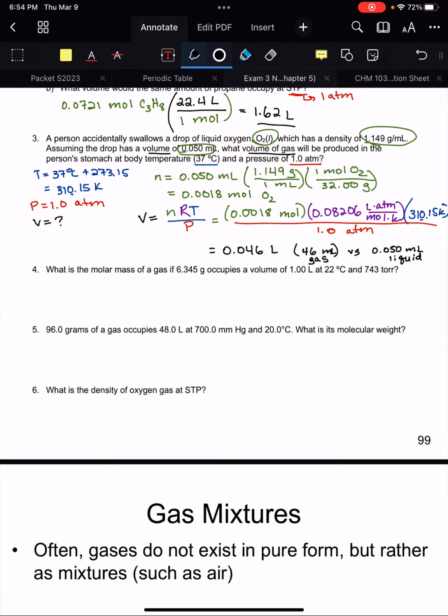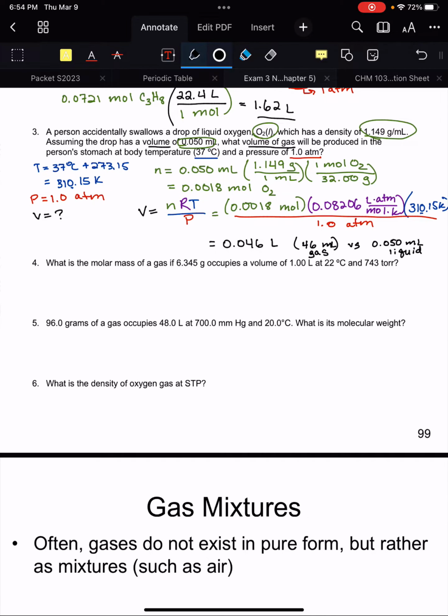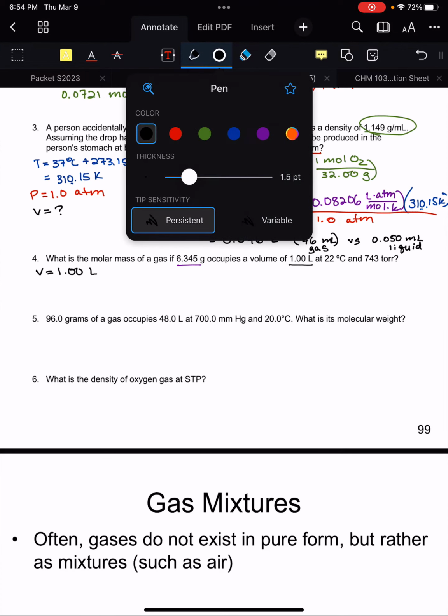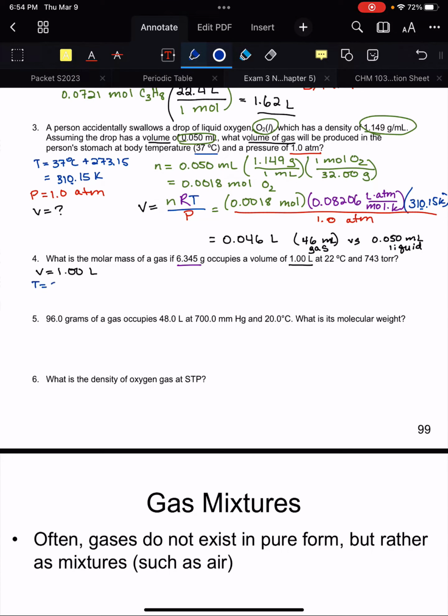All right, let's do one of our molar mass problems, and I'll leave you to do problems 5 and 6 on your own and post the key on Canvas. So let's look at the molar mass problem. Our molar mass problem says that we have 6.35 grams, and it occupies a volume of 1 liter. So V equals 1 liter. We have a temperature, and that's 22 degrees C. And we'll add 273.15 to get our temperature.